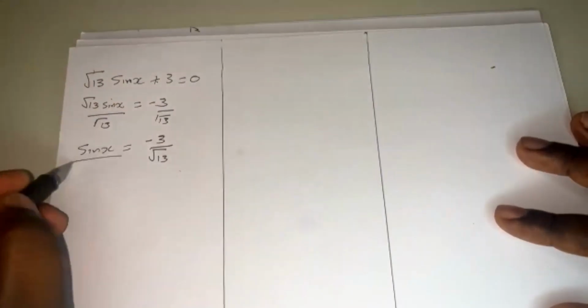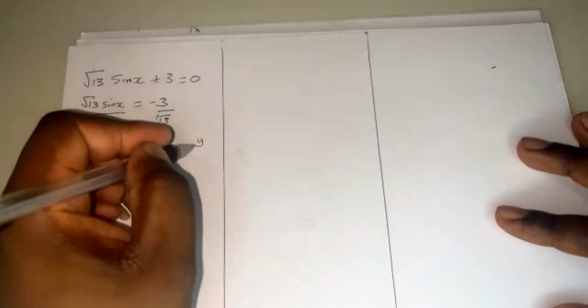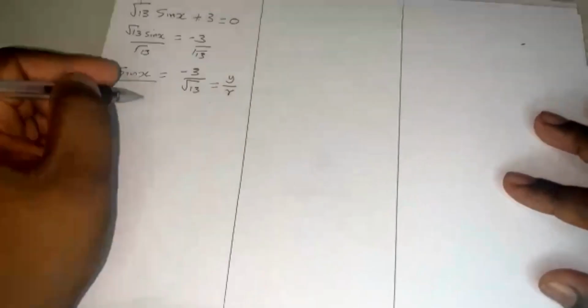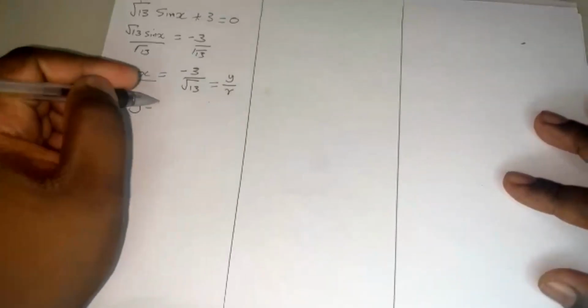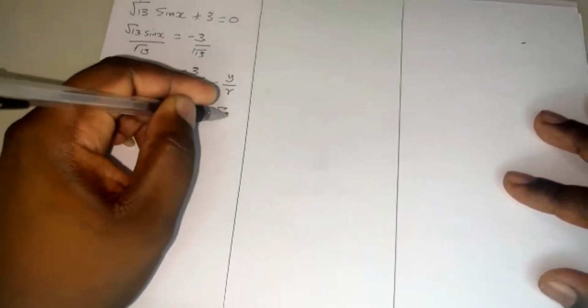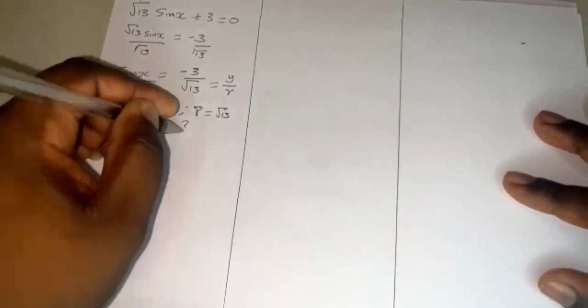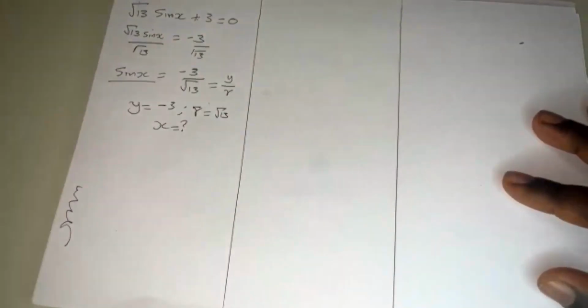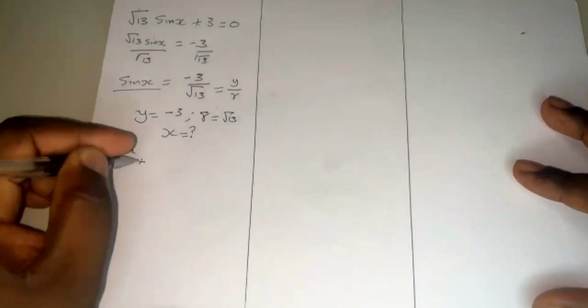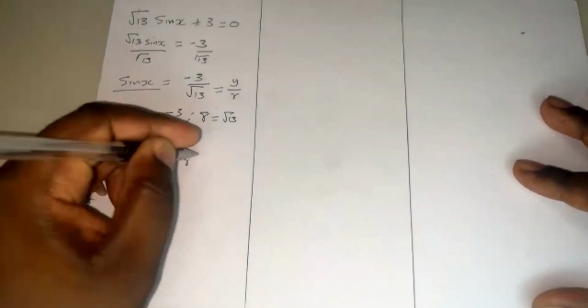And we know that sine angle is equal to what? Is equal to y over r. So which means, according to the given statement, my value of y is equal to minus 3. My value of r is equal to root of 13. My value of x is equal to unknown. So since it's a right angle triangle, we can use the theorem of Pythagoras. x squared plus y squared is equal to r squared.